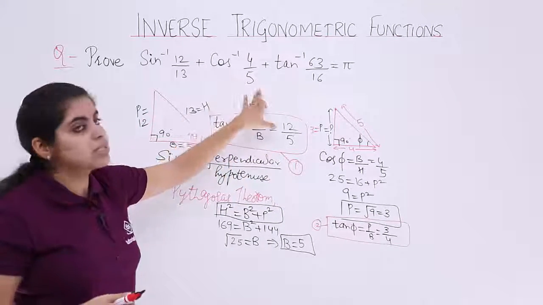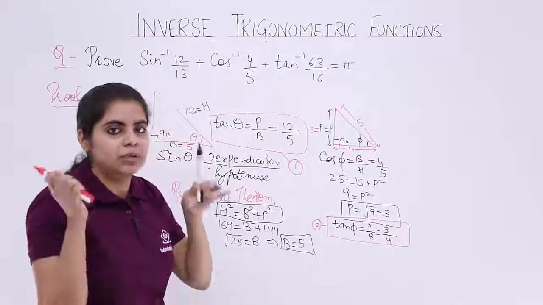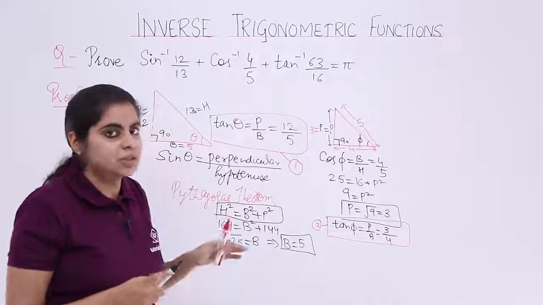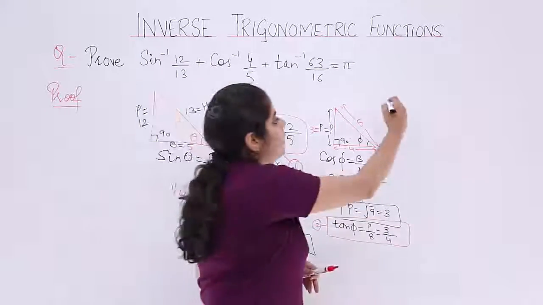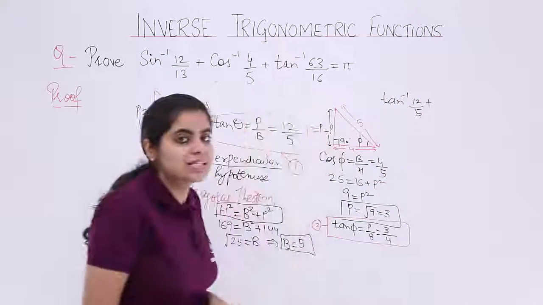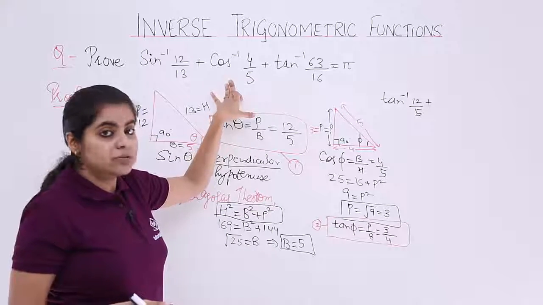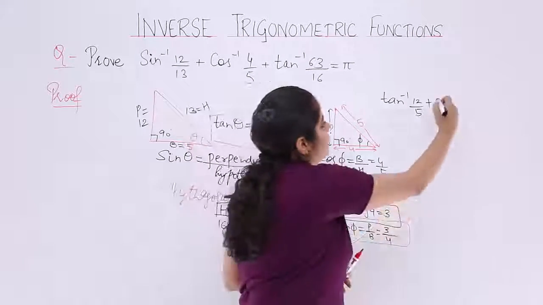Similarly, cos inverse 4 upon 5 becomes tan inverse 3 upon 4. Let's just focus on substituting the values. Sine inverse 12 upon 13 becomes tan inverse 12 upon 5, plus the next term. Cos inverse 4 upon 5 becomes tan inverse 3 upon 4.